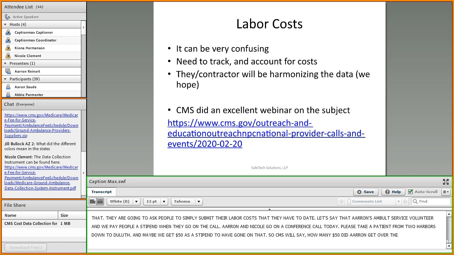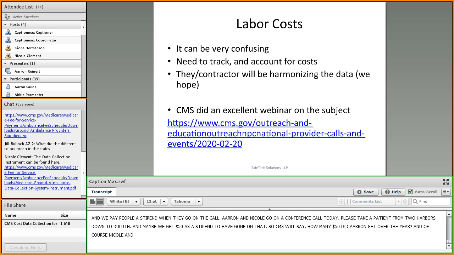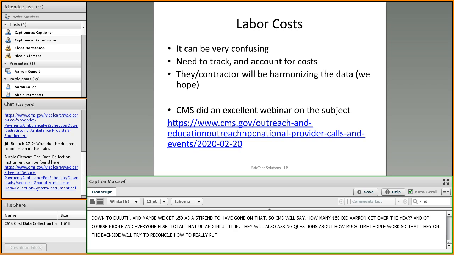So let's say Aaron's ambulance service is volunteer, and we pay people a stipend when they go on a call. So Aaron and Nicole go on an ambulance call today. We take a patient from Two Harbors down to Duluth, and maybe we get $50 as a stipend to have gone on that.